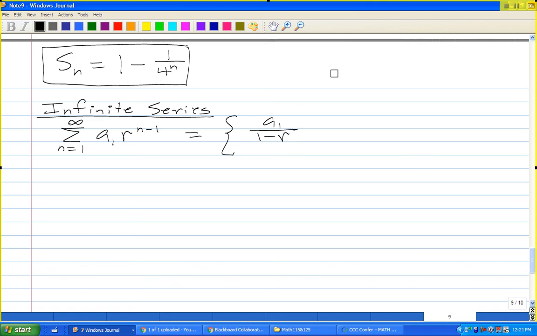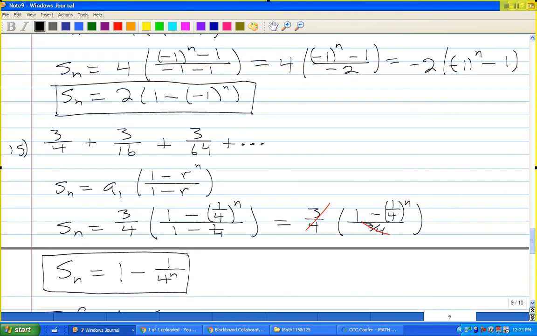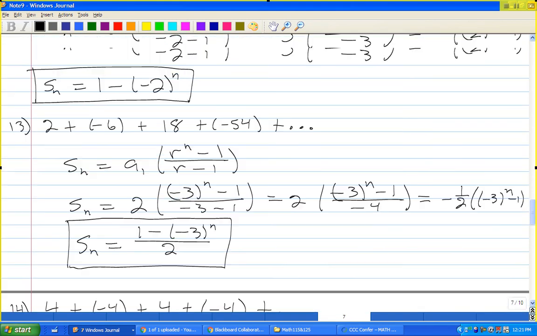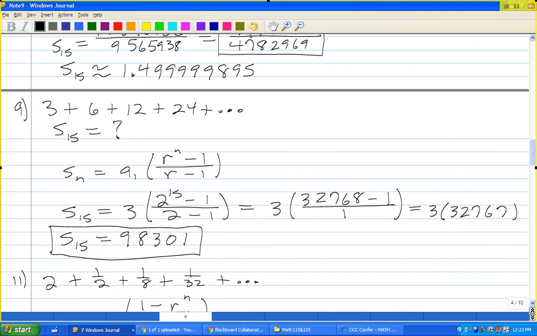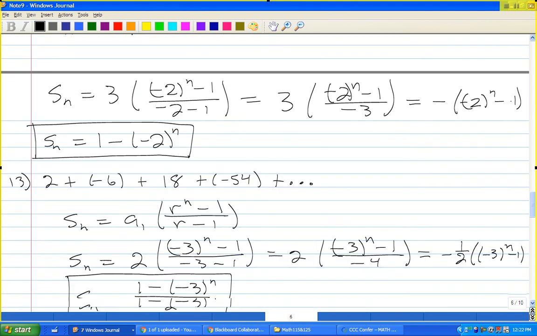Because the r to the n goes off to 0, so long as r is less than 1. But if r is bigger than 1, well, look at this. If you have, say, this case here, 3 plus 6 plus 12 plus 24 plus a whole bunch of things that are becoming bigger and bigger, well, if you add up an infinite number of these, you're going to have a really large number.